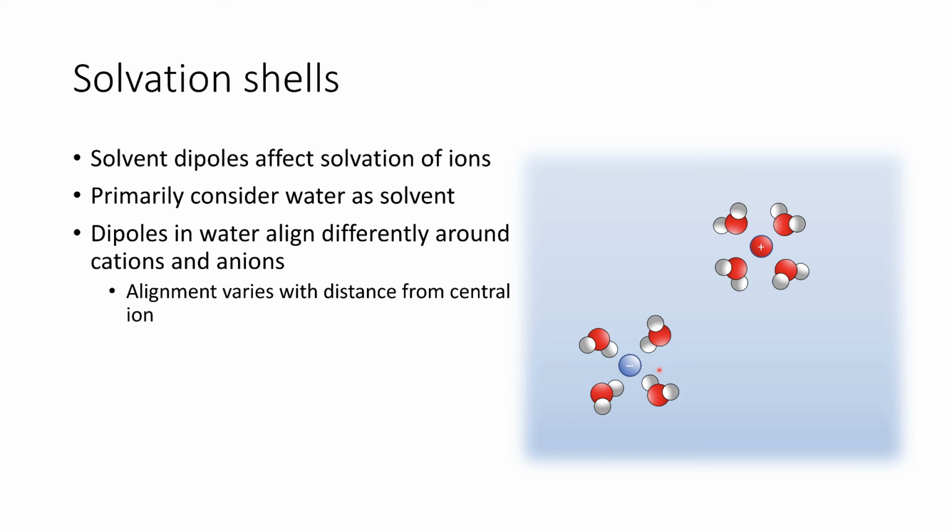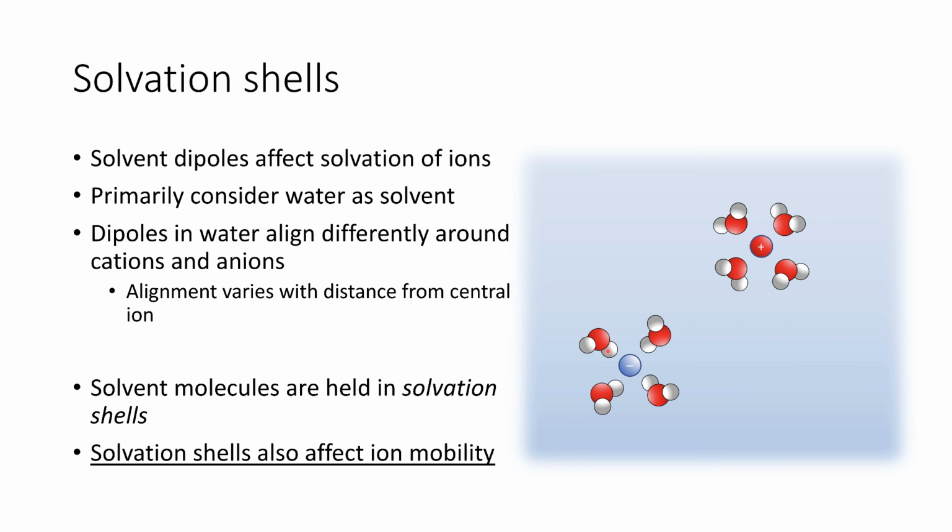The overall alignment will vary with distance from the central ion and how big this central ion is. At different distances from this, the degree of alignment will vary. So the next shell out won't be quite so well aligned, and we get to a point where we just have free water in solution, which isn't affected by any of the solvation shells. So these solvent molecules here are locked and held in a solvation shell, and they will move with the charge. They're not free in solution, they are tied to the charge, they will move with that ion. So these solvation shells also affect the ion mobility.